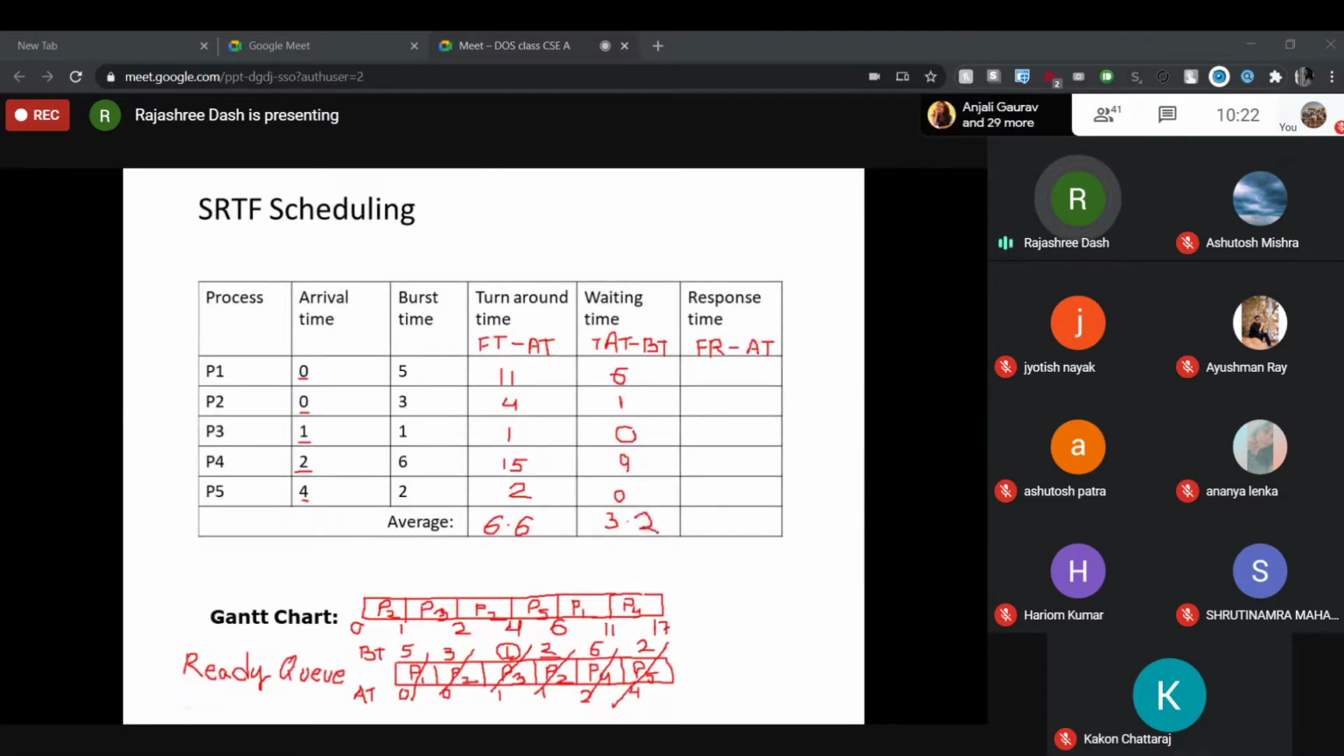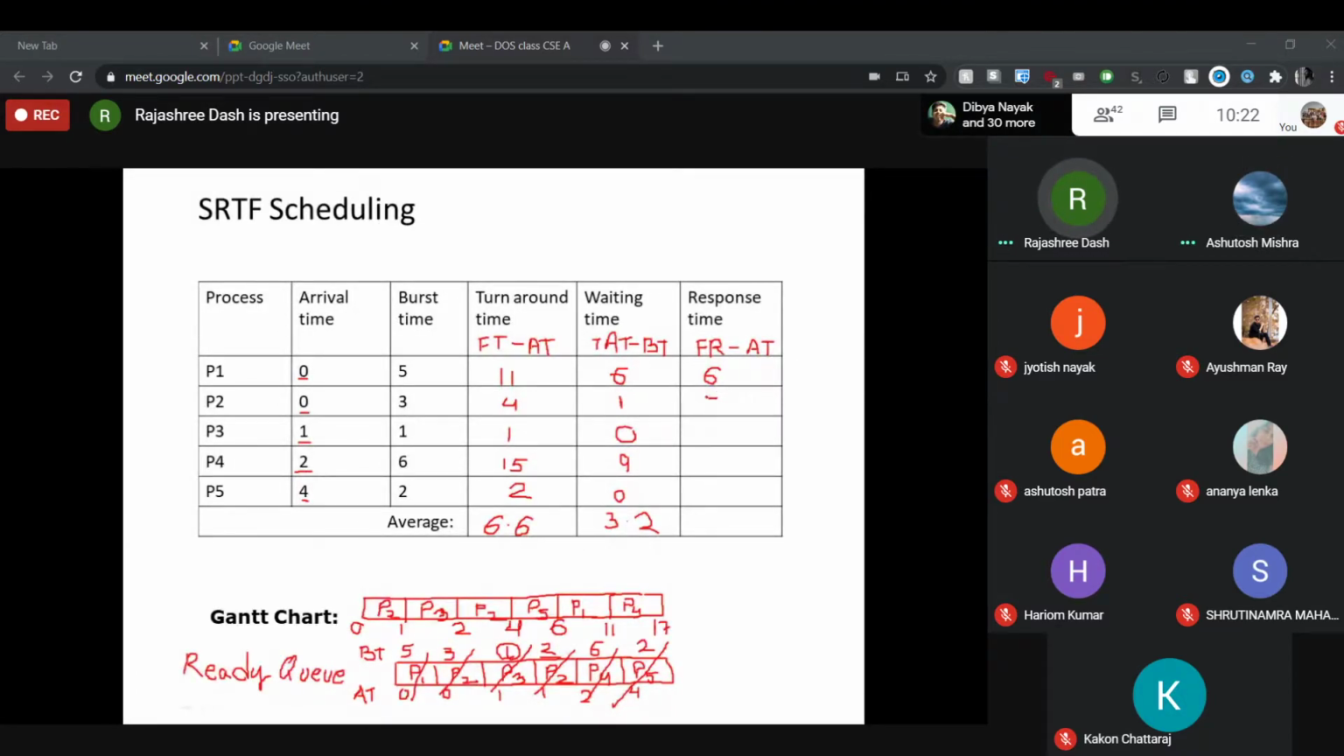Now coming to the response time. For P1, at which time does it get the first response? 6. So 6 minus arrival time, that is 6. For P2, at which time does P2 get the first response? That means at which time P2 is allocated to the CPU first? That is 0 minus 0.